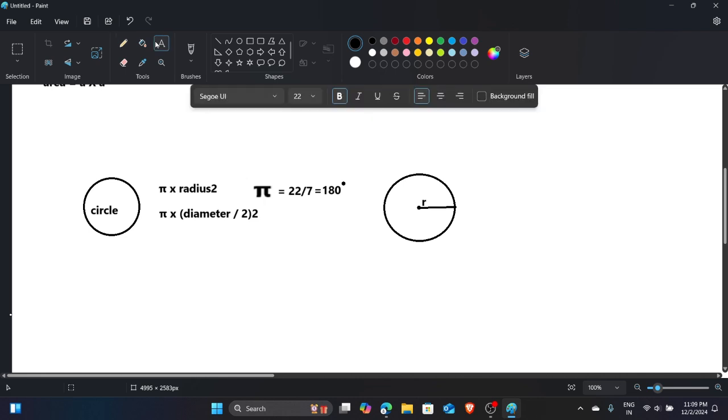So what is happening? 180, basically this part. This part is the diameter divided by 2, into by 2. So now we start the area of a circle.